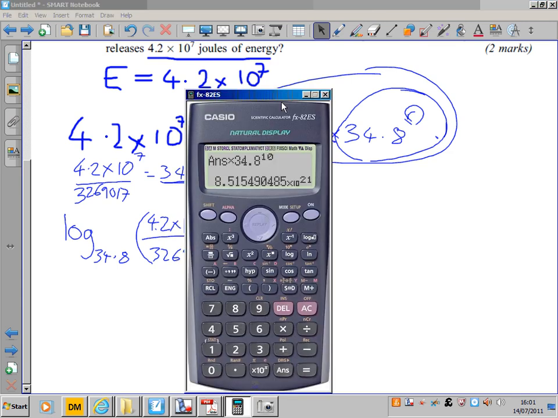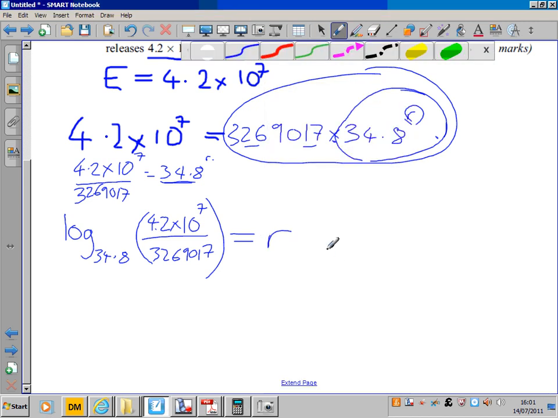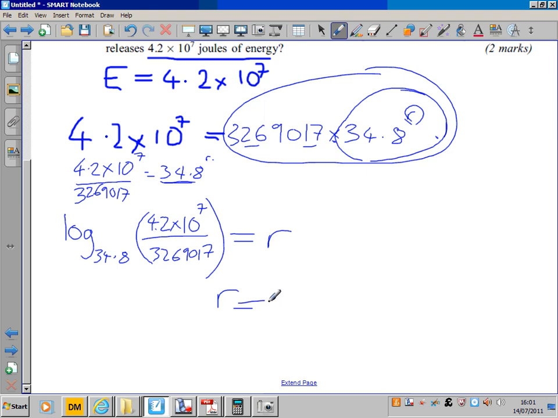So to do that, let's clear the calculator. I need to use this button here, the log box button. So log bottom box is the base, 34.8. And then go into the brackets, and I've got 4.2 times by 10 to the power of 7. Just type it in exactly as it's written, divided by 3269017. Press equals, and I've got 0.7 there as my answer. And so that's what I'll go with. Just write that down finally. R equals 0.7. And I'm done.